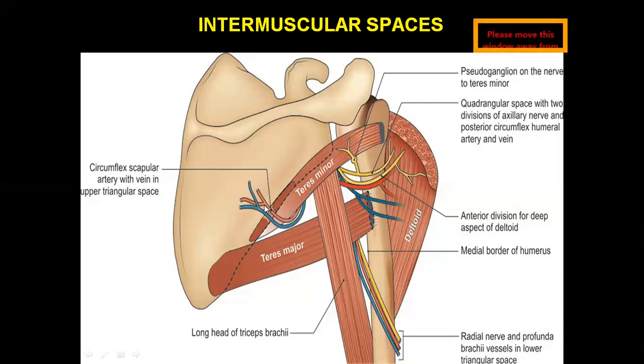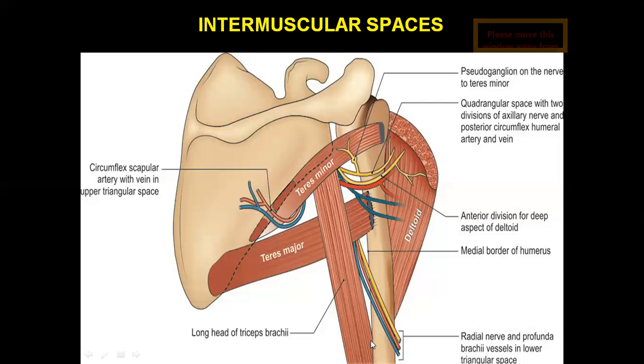So what do we find here? Circumflex scapular artery. If you remember, circumflex scapular artery is a branch of which artery? Subscapular artery, which in turn is a branch of the third part of the axillary artery. It is accompanied by a vein, the subscapular vein.